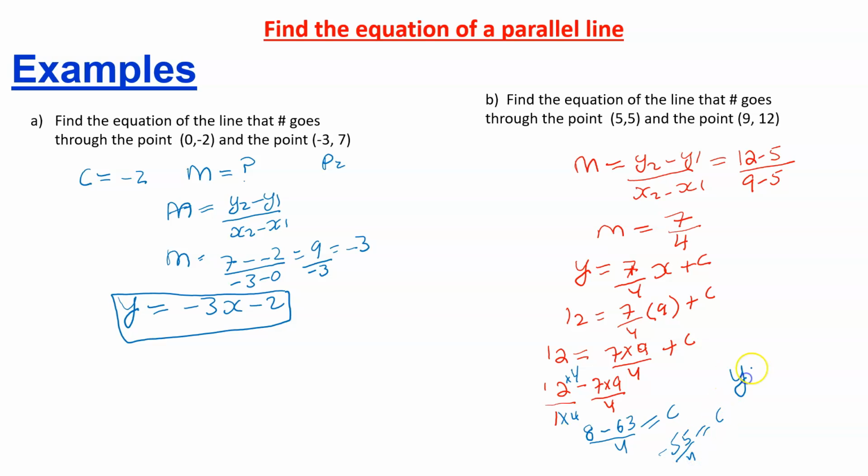Let's put them together and we finish it. What's the gradient? Gradient is 7 over 4 x, and what's the intercept? Minus 55 divided by 4. That's the equation. Okay, that's the end. Quite long, but actually we cover all what we're supposed to cover for equation of a line.